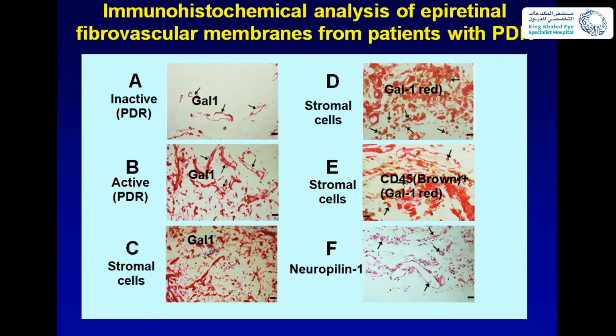Even here you can see the red one is the expression of stromal cell, galectin-1 is increased, but in this figure you can see there's CD45, more leukocytes are also there. And in this F slide, you can see neuropilin. You know, neuropilin is a co-receptor of VEGFR2. So this is a primary type of function. VEGF binds with the VEGFR2 as well as its co-receptor neuropilin-1. Even neuropilin-1 expression is also increased in the epiretinal fibrous membrane.